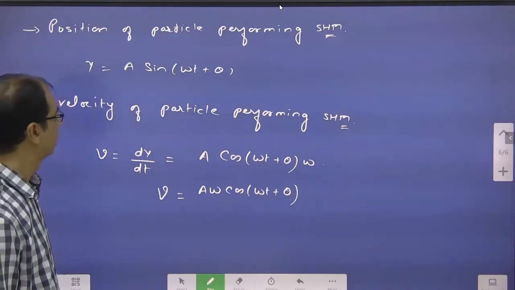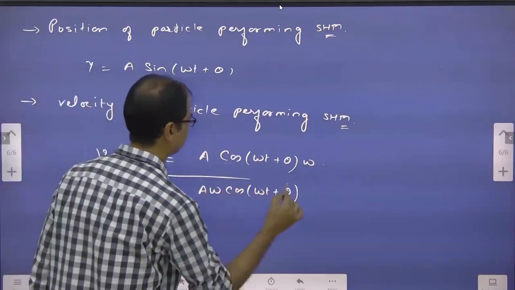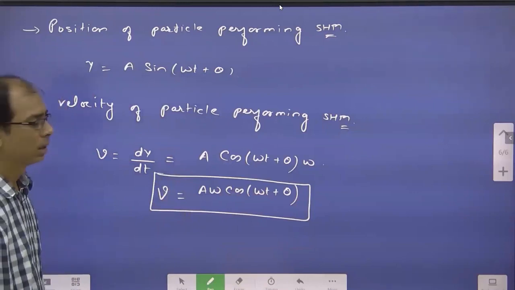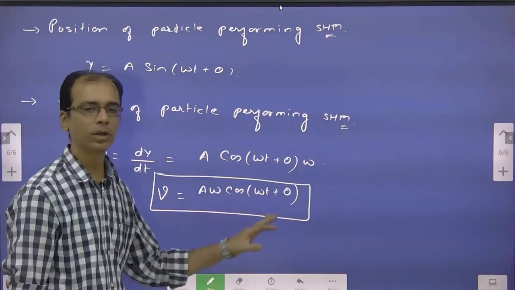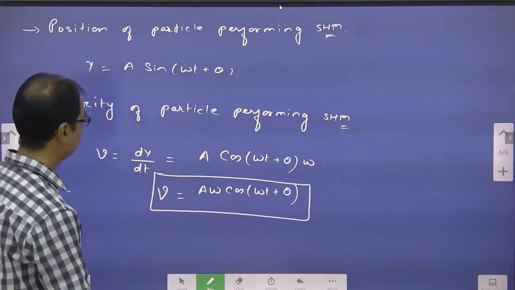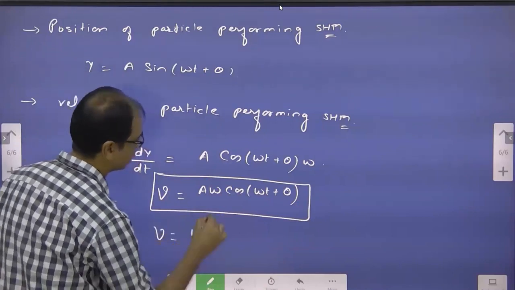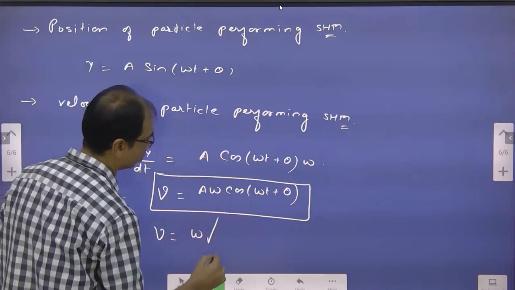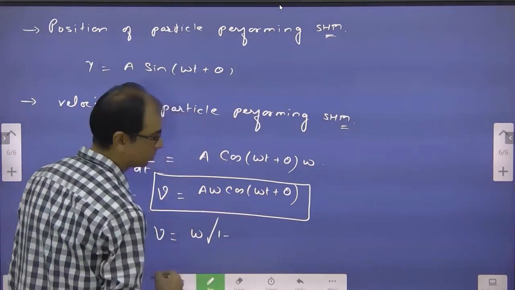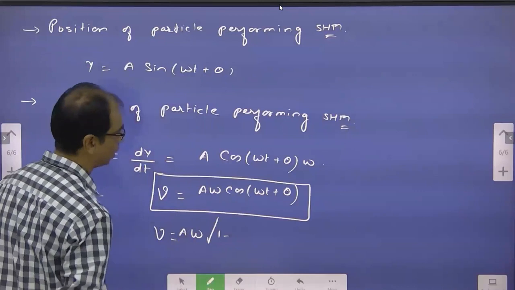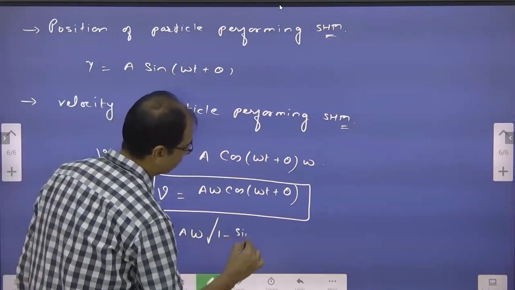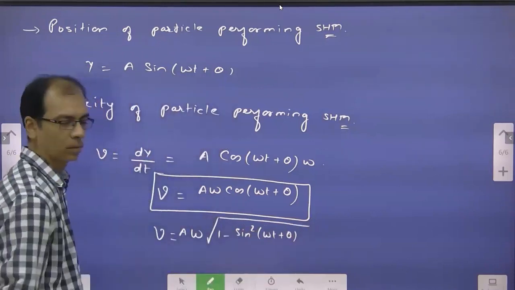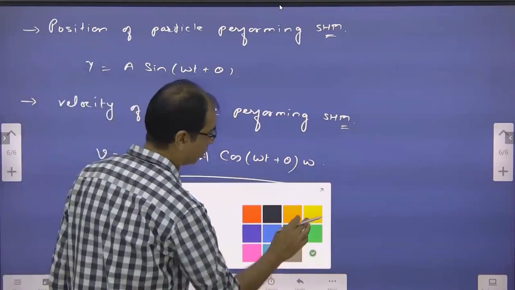Okay, fine, but this is one form. Another form I also want to get. This cos I don't like. I want to convert this into sine only. So v equal to omega, inside is a cos of omega t plus theta. This a cos of omega t plus theta I am writing as a root over 1 minus sine square of omega t plus theta. Or you take a outside only; later on we'll talk about it.